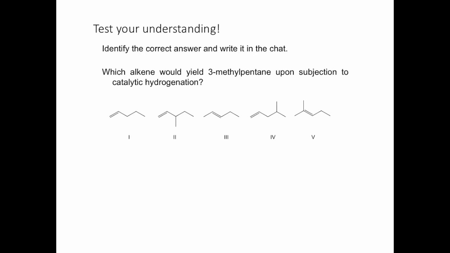Finally, what alkene would yield 3-methylpentane upon subjection to catalytic hydrogenation? I'm giving you the product, and now I'm asking you what the reactant would be. Which of these alkenes, if you reacted it with H2 and a metal catalyst, would give you 3-methylpentane? So first figure out what 3-methylpentane looks like, and then work backwards.